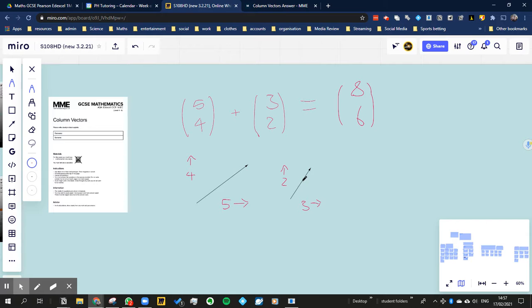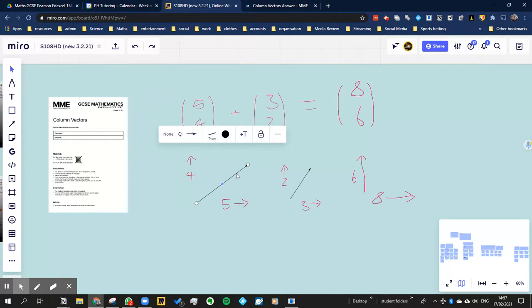So what we did is we added the bottom ones, so that would be 8 across, and we add the top ones, so that'll be 6 up. And what we would find is we should get a vector around about that. Well, this is how you would do it if you were actually going to do it with diagrams, I suppose.